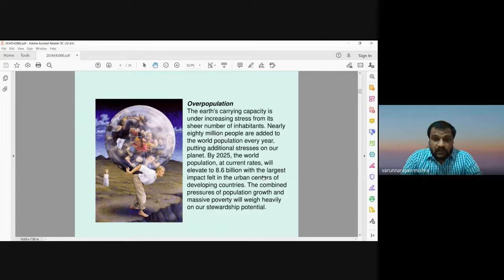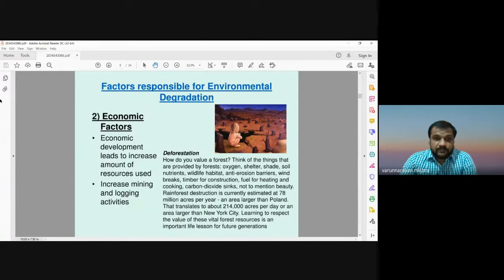By 2025 the world population will rise to 8.6 billion, with the largest impact felt in the urban centers of the developing countries. So the combined pressure of population growth and massive poverty will weigh heavily on the world's resources. So overpopulation is one of the important factors behind environmental degradation. Now moving to the next slide.